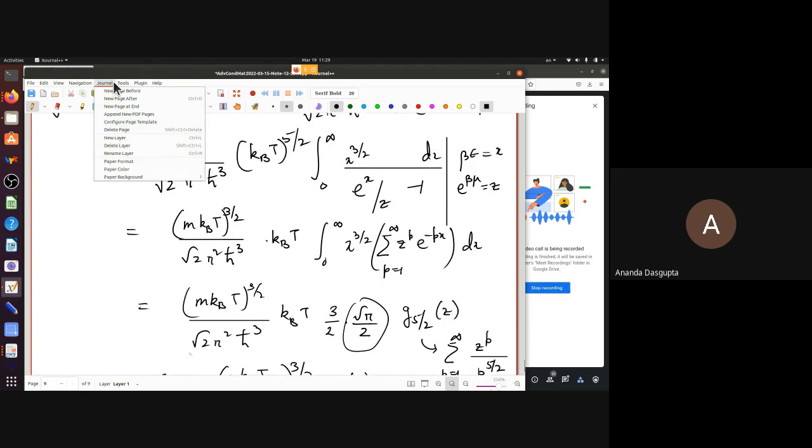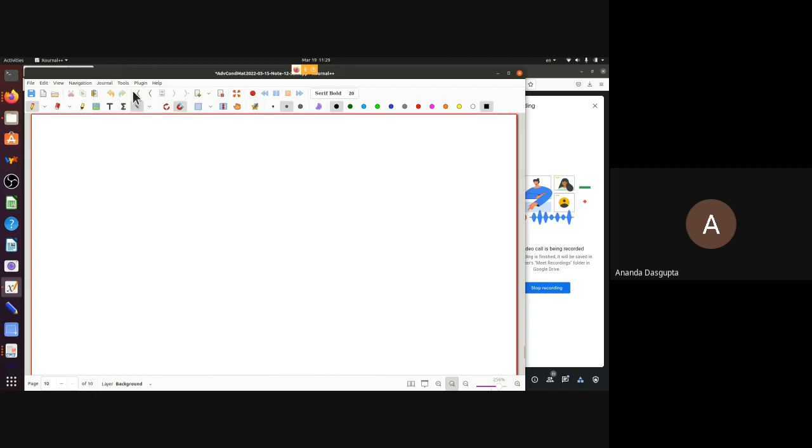Okay, so our formula: U by V is 3 by 2 kBT times (m kBT by 2 pi h cross square) to the power 3 by 2 times g5 by 2 of z. Now 3 by 2 kBT should look pretty familiar, right? Now, is this formula valid when T falls below Tc?